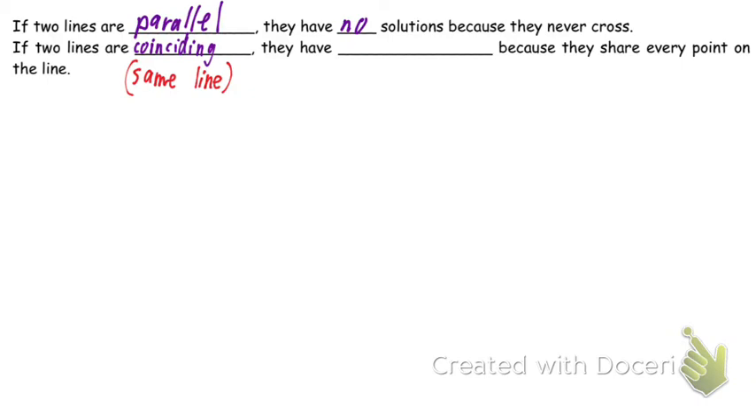So if they're coinciding, okay, they have infinitely many solutions. Because if they're the same line, then how many times do they touch? All the time. Because if they're the same line, then they touch all the time. So they have infinitely many solutions.